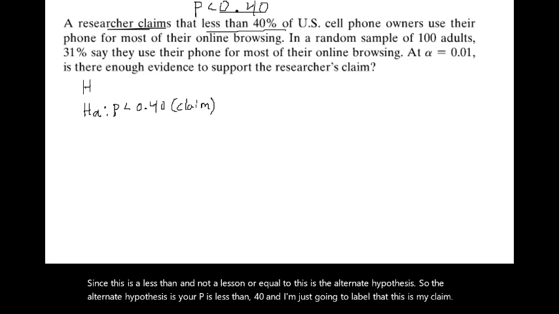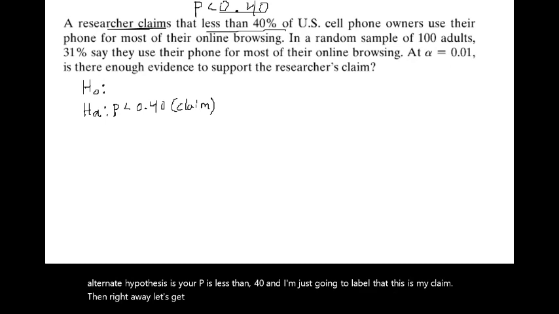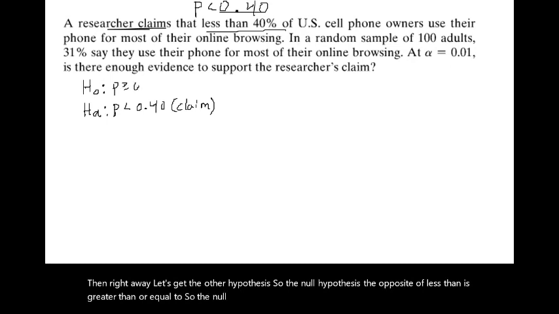Then right away, let's get the other hypothesis. So the null hypothesis, the opposite of less than, is greater than or equal to. So the null hypothesis, P is greater than or equal to 0.40.